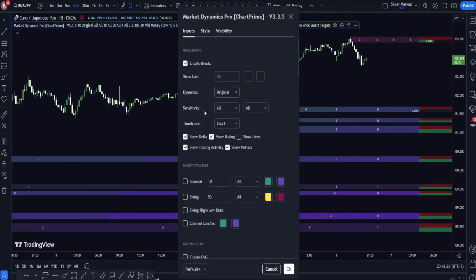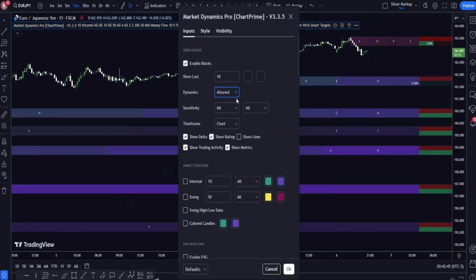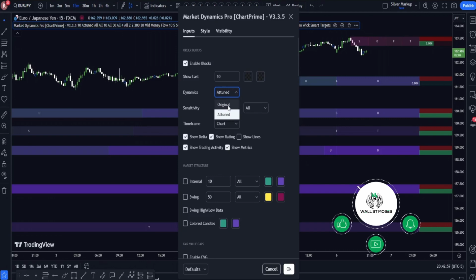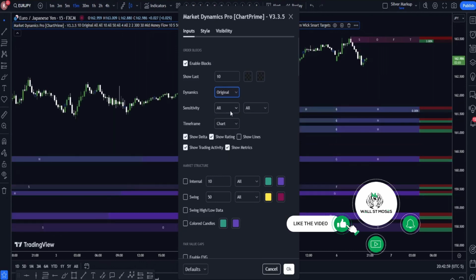So if we go back to the order blocks, you want to have enable blocks show last, meaning the last 10 blocks that is identified that's still in play, it will show it to you. So normally it's set to 4. I don't really do the attune blocks. That kind of just makes it a little bit more on a macro level. When it comes to the attune, it works well when you're looking for swing positions on a lower time frame. But I'll stick with the original.